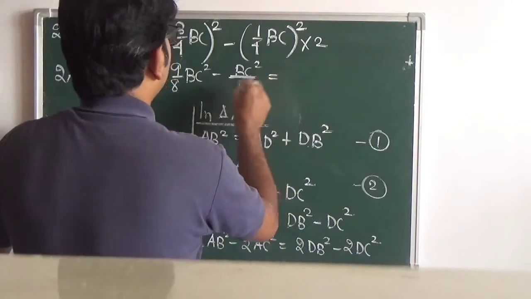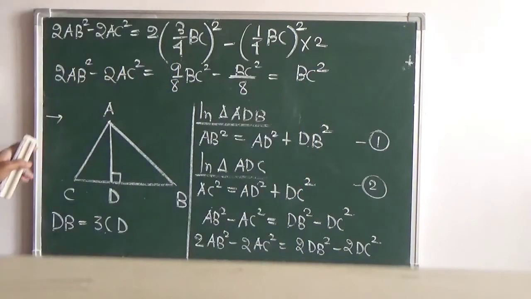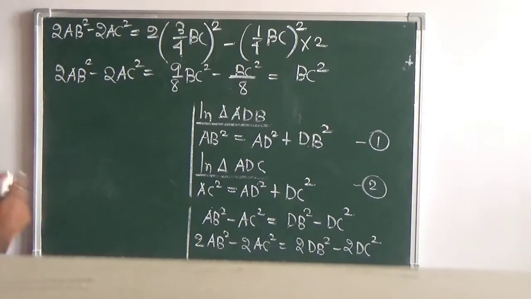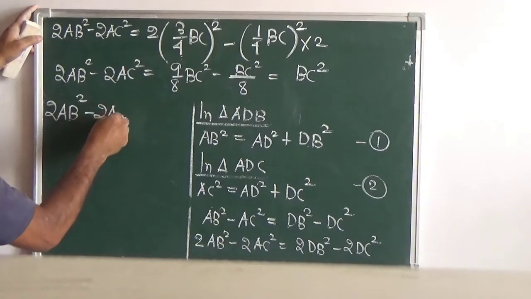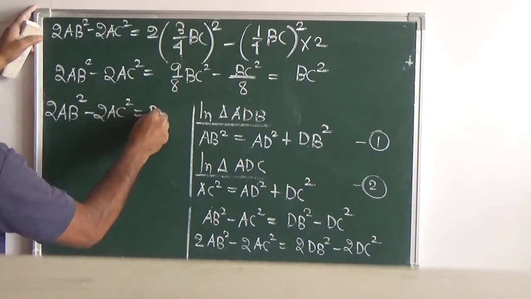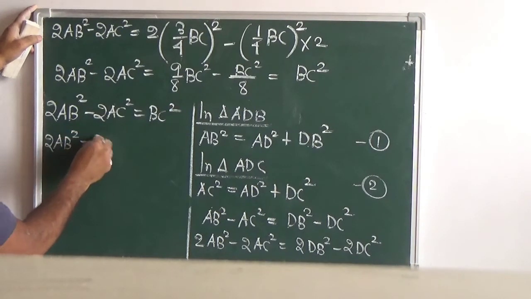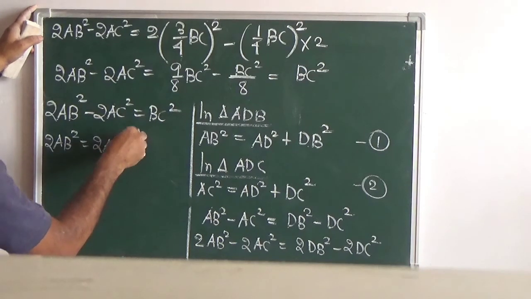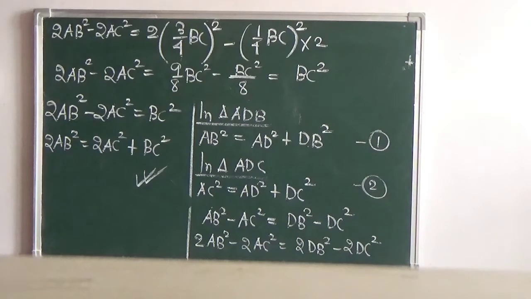So this becomes 9 minus 1, 8. So it is simply BC square. So twice AB square minus twice AC square is equal to BC square. So we find, twice of AB square equals twice of AC square plus BC square, which is the required answer which you wanted to get on the right hand side.